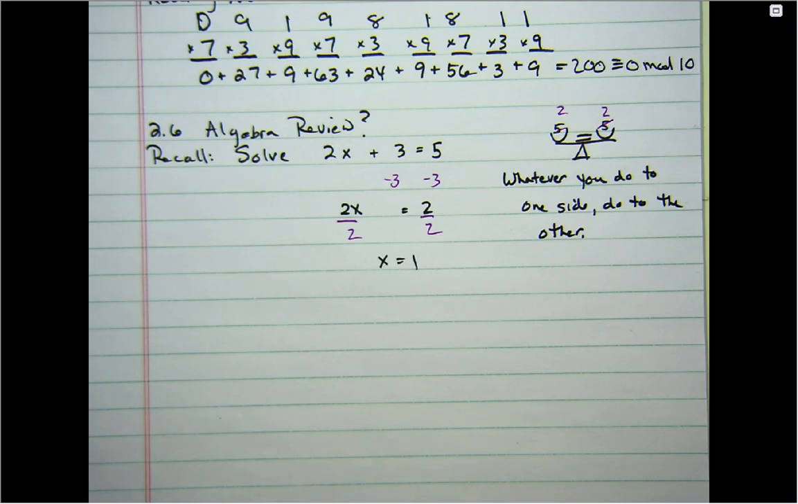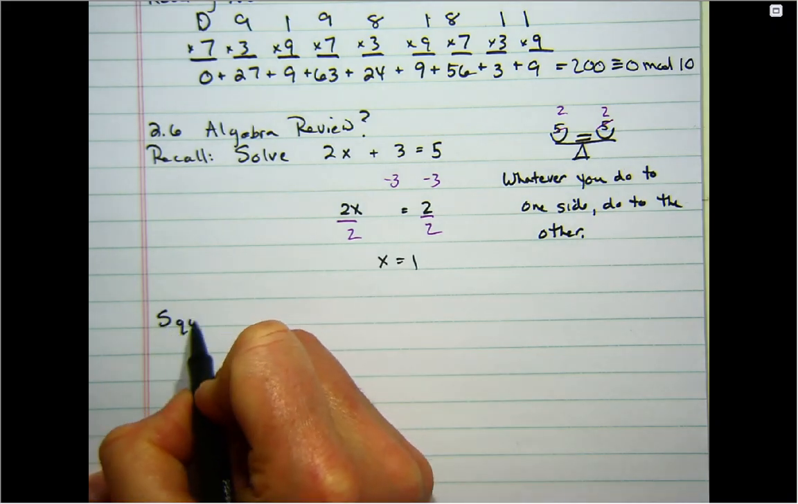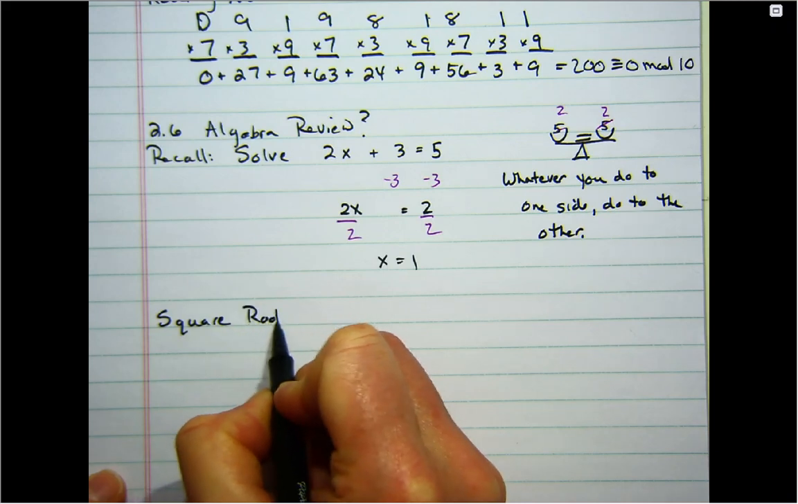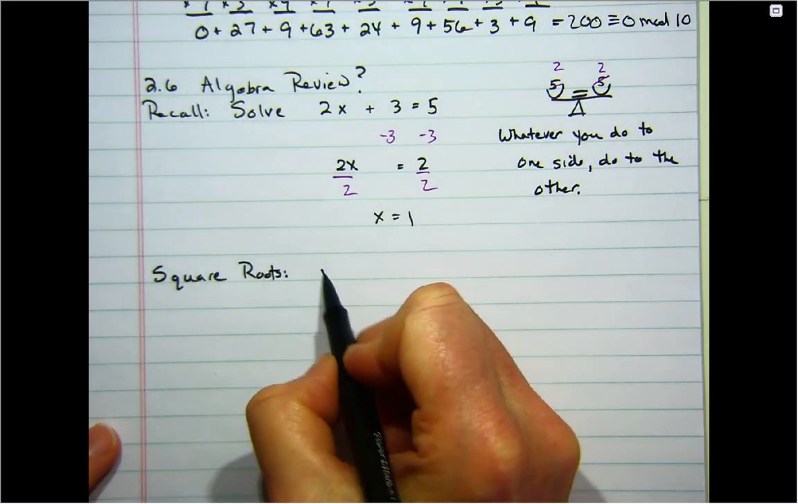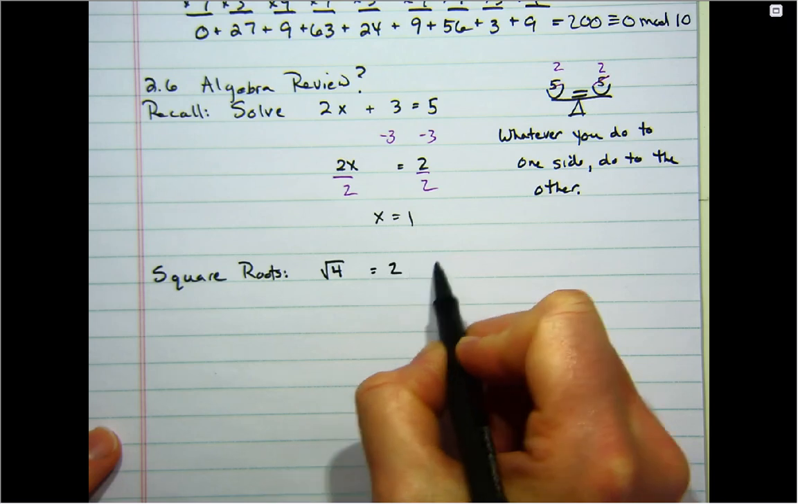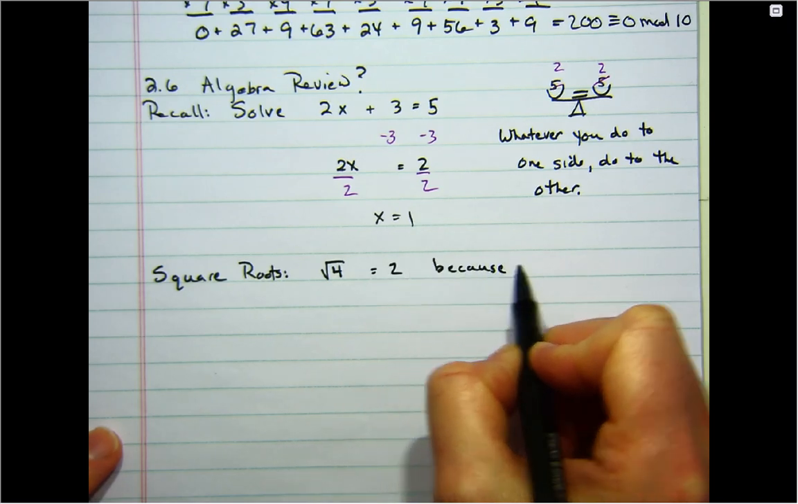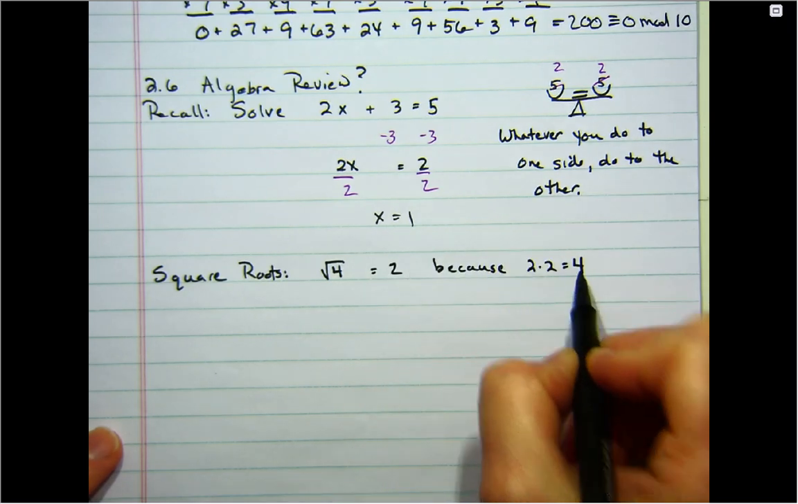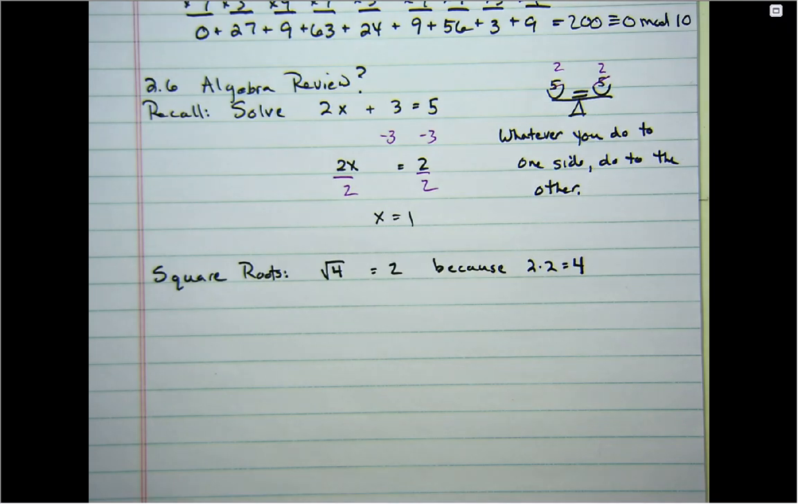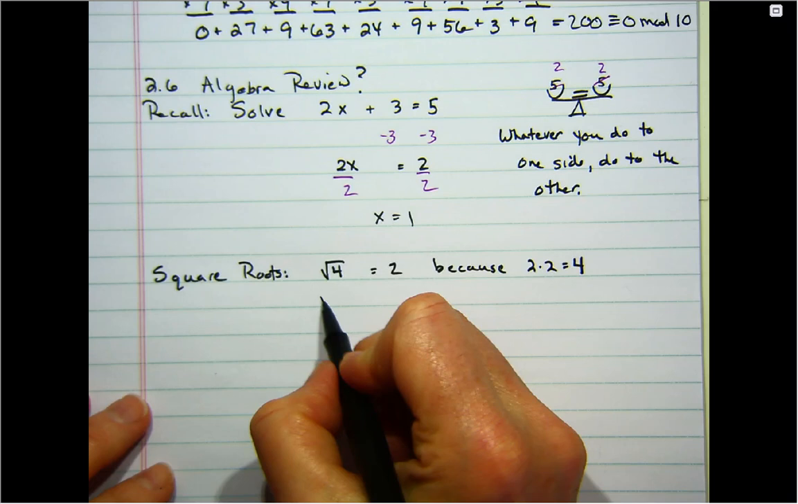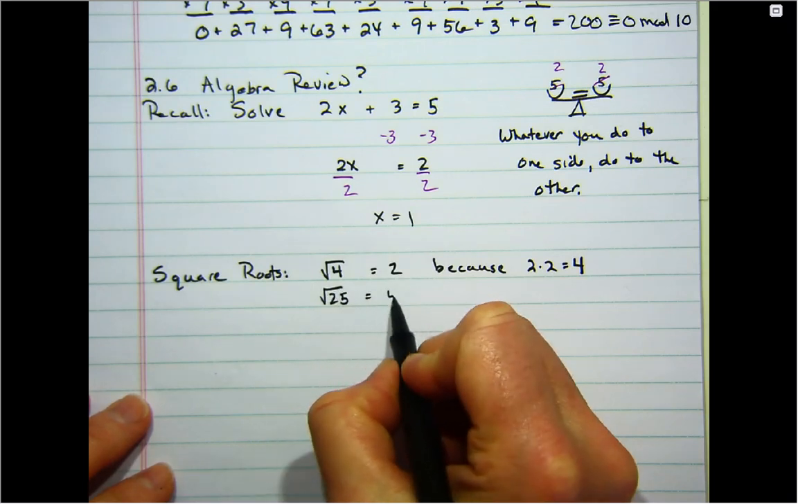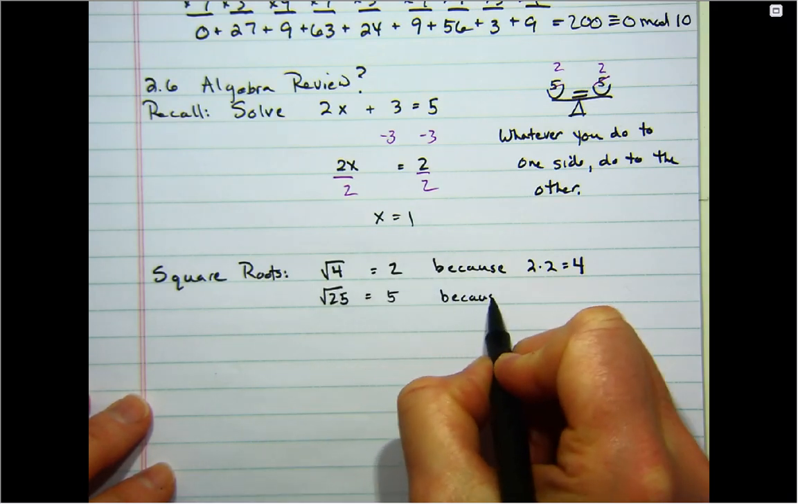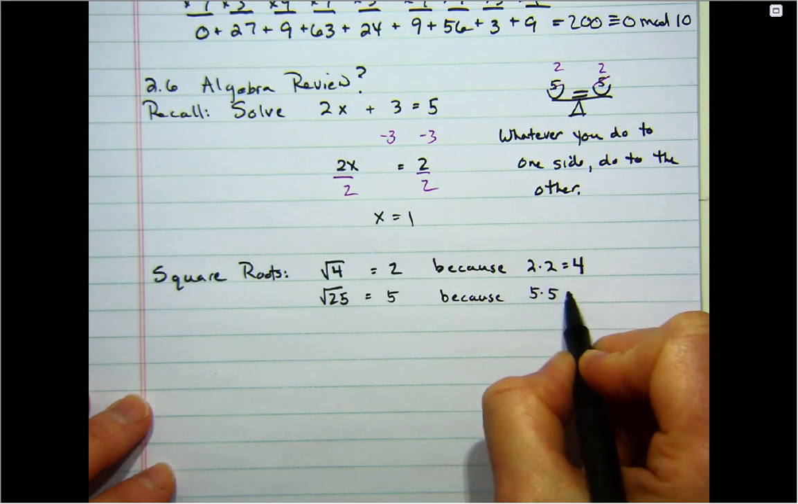I also wanted to remind you what square roots are. So when we use the square root symbol and say the square root of 4 is 2, we mean that because 2 times 2 is 4. Or if I say the square root of 25 is 5, that's because 5 times 5 is 25.